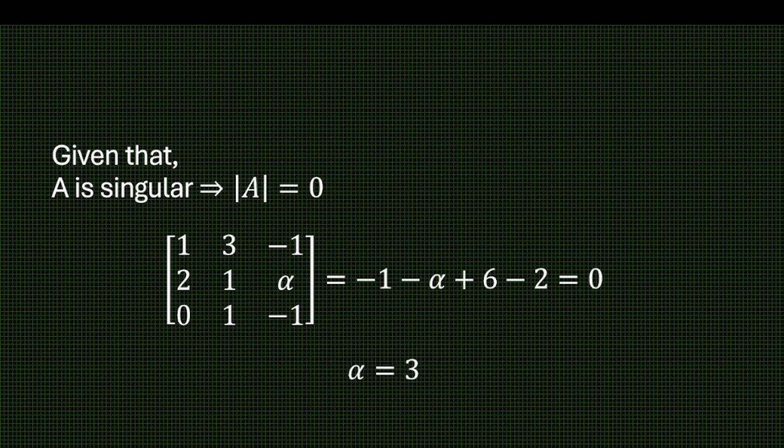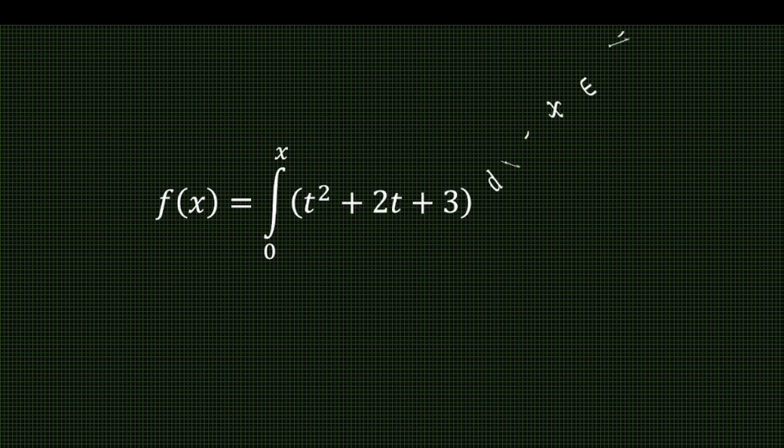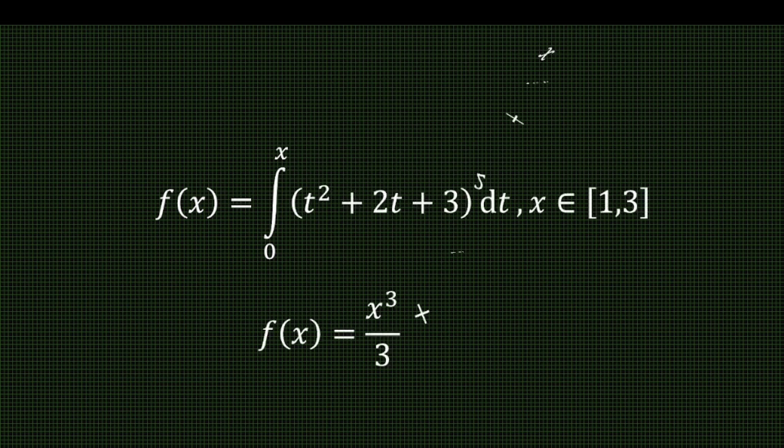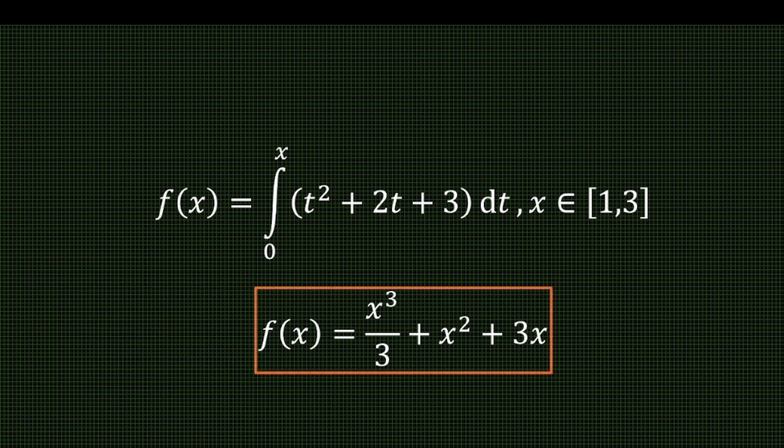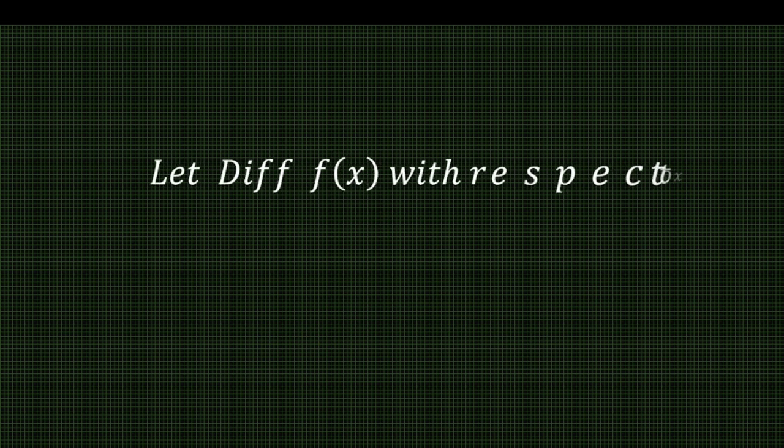The function is given as an integral. Applying the upper limit x and the lower limit 0, we get f(x) is equal to x cubed by 3 plus x square plus 3x. We need to find the maximum value capital M and the minimum value small m of f(x).